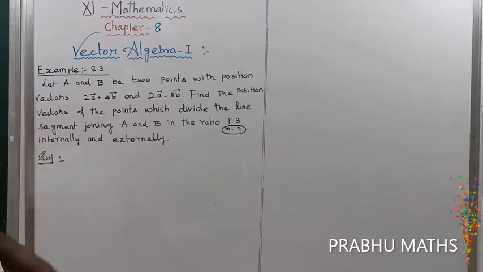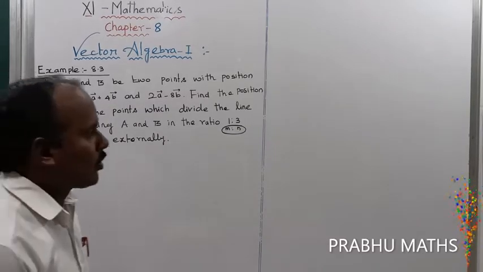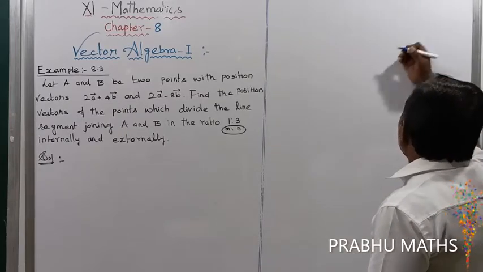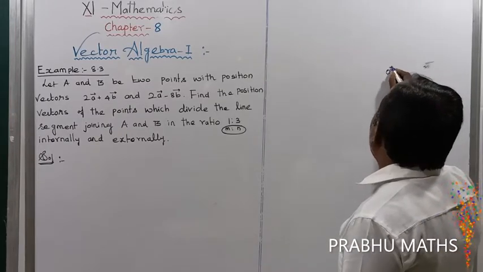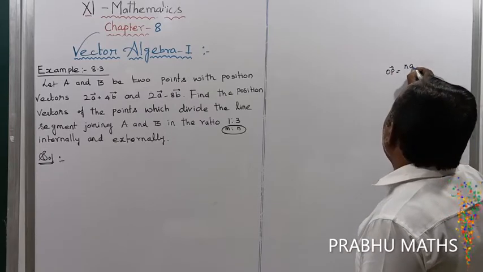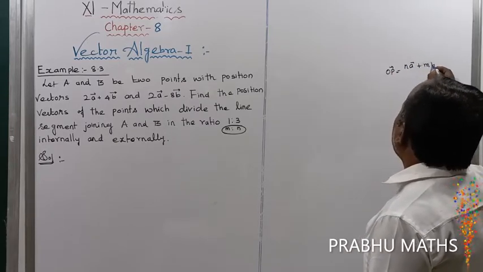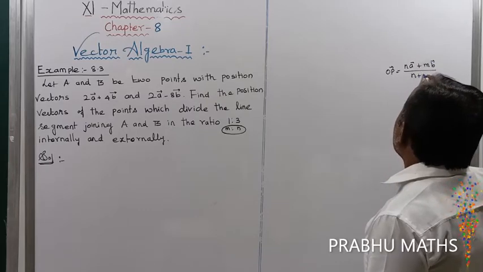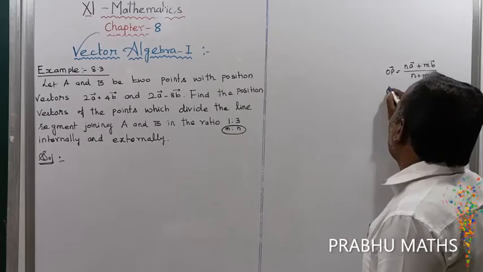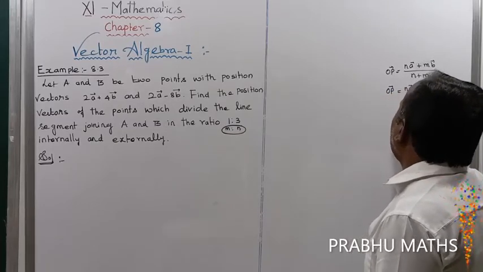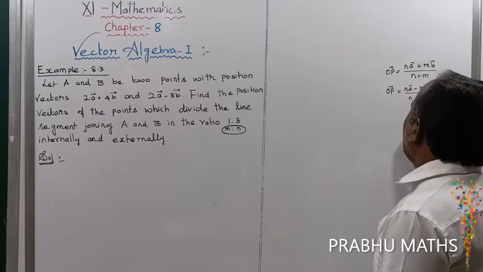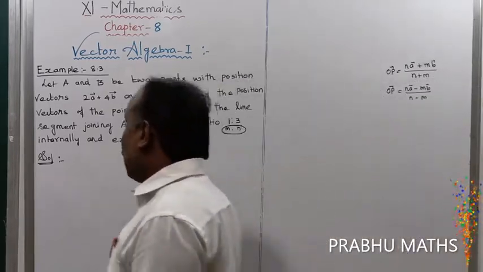So, internally and externally. First, the internal formula: OP vector is equal to (n times vector A plus m times vector B) divided by (n plus m). Next, the external formula is (n times vector A minus m times vector B) divided by (n minus m). So this is the internal and the external formula.